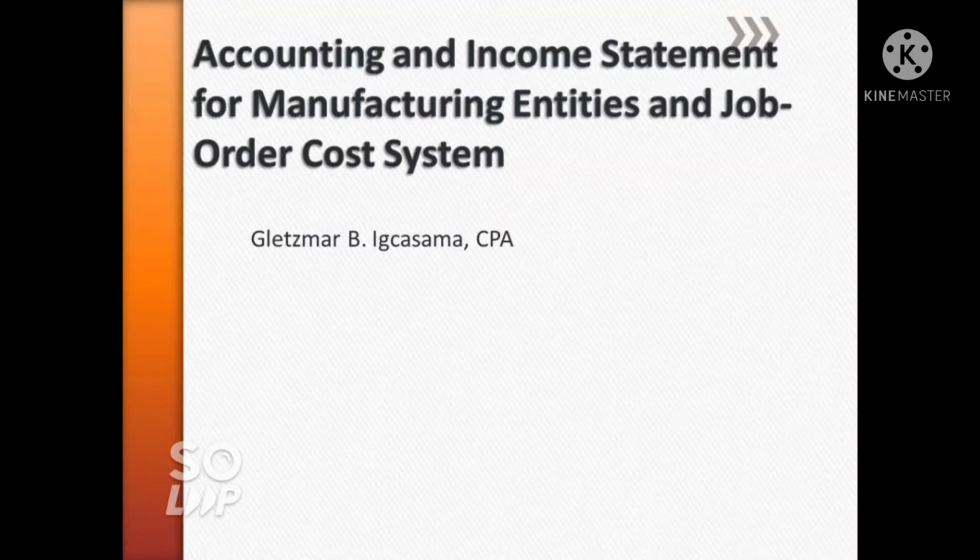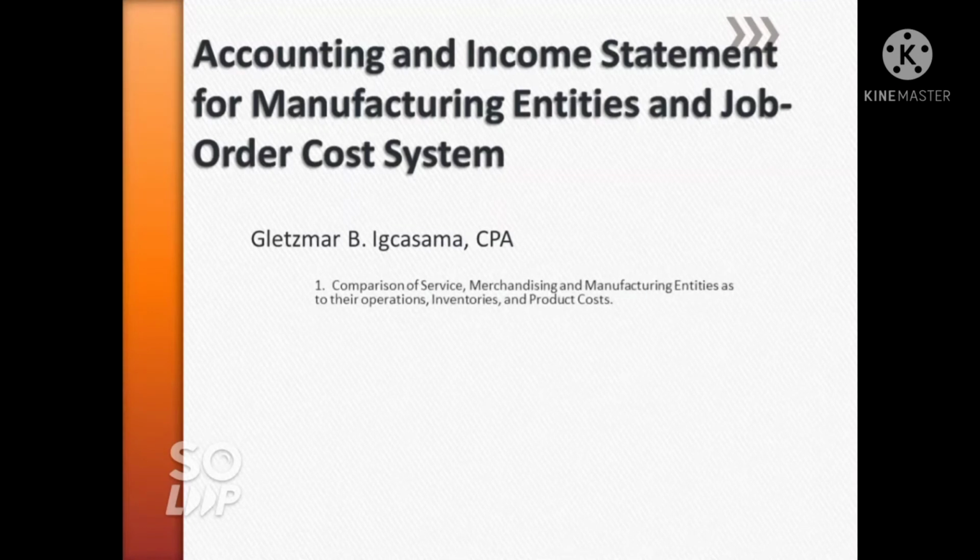Today, we're going to discuss the accounting and income statement of manufacturing entities as well as the job order cost system. This lecture has 5 parts. The first is the comparison of service, merchandising, and manufacturing entities in their operations, types of inventories, and costs of their product. I will not lie though, the income statement for manufacturing entities is a lot more complicated than that of service and merchandising entities.